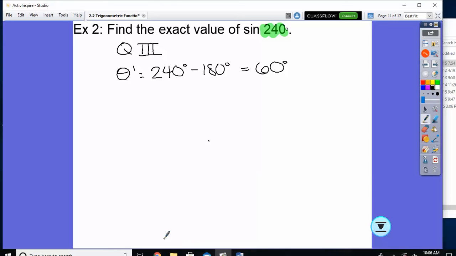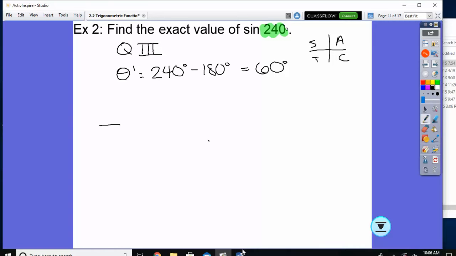So now, from this information, we're going to be able to write down our answer. In quadrant 3, is sine positive or negative? Negative. You guys remember that all students take calculus? Quadrant 3, tangent's positive, so sine is negative. So our answer is going to be a negative. And then, we just have to evaluate at our reference angle.